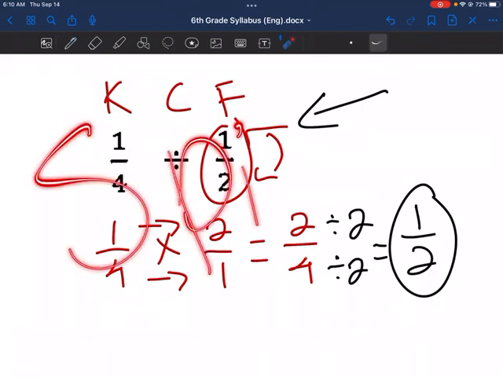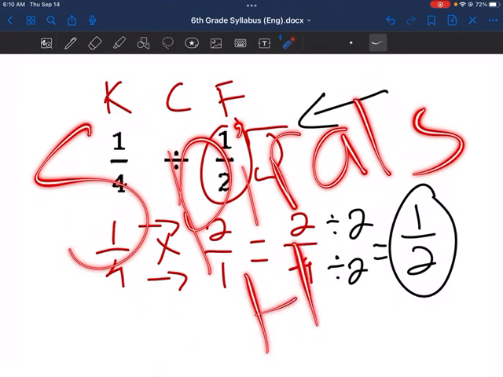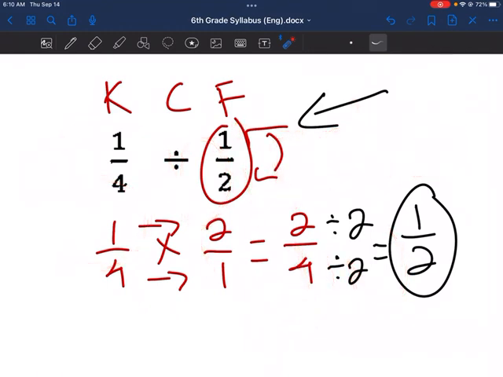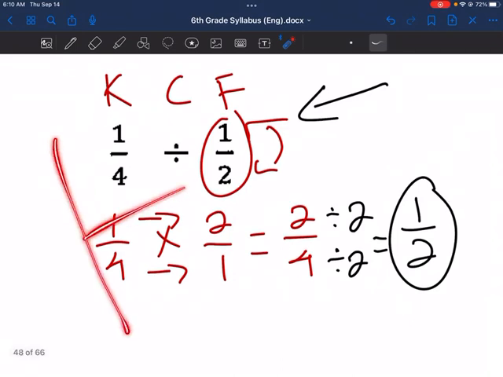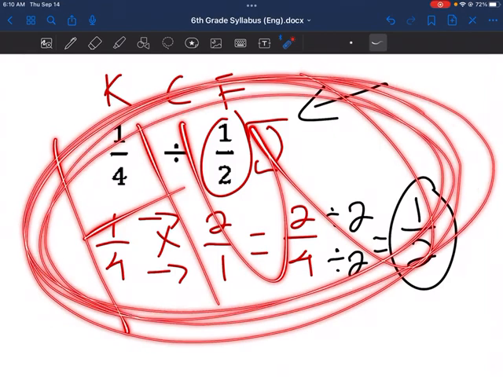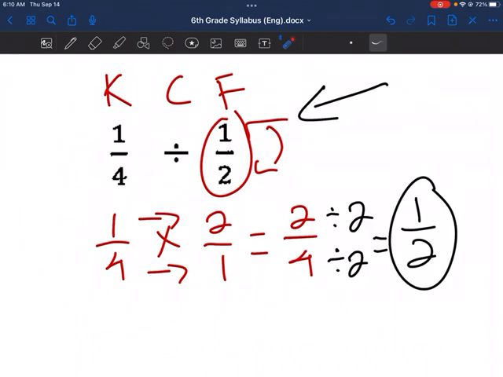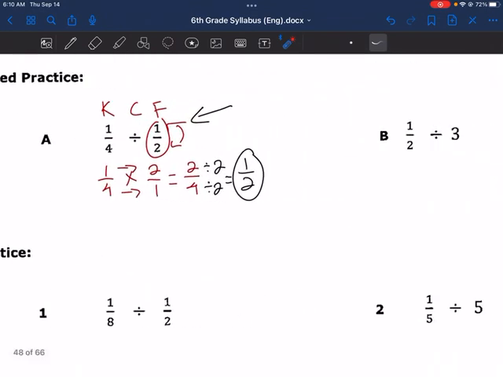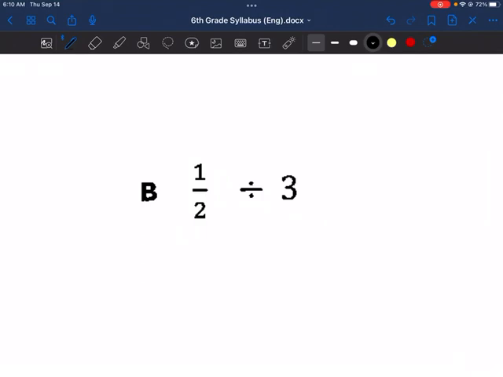Ahora, keep, change, flip. Keep, change, flip. Oh, sir, but how do I flip if it's not a fraction? Sorry. Fácil, chicos. Now it's a fraction. Ahora, keep, change, flip. Put a little 1. So keep, change, and flip. 1 times 1, 1. 2 times 3, 6. You cannot simplify it because it's 1.